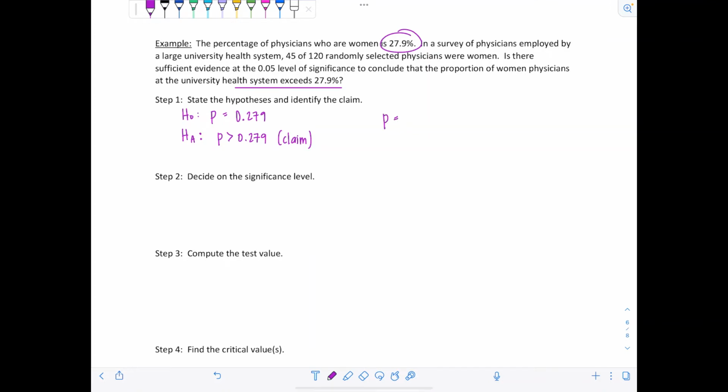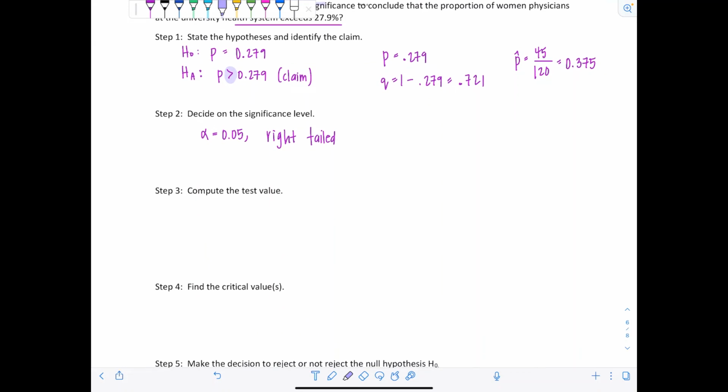So if P is 0.279, then Q is 1 minus 0.279. So that's 0.721. And then let's just list everything they gave us. Also, I can get P hat. P hat is going to be 45 out of 120. And that's 0.375. Okay, save all of that. We're going to need that in a hot second. Decide on the significance level. I don't get to decide. They told me. Here it is, 0.05. So alpha is 0.05, and this is right-tailed because the alternative hypothesis involves greater than. Yes, we're proposing that P is greater than 0.279.